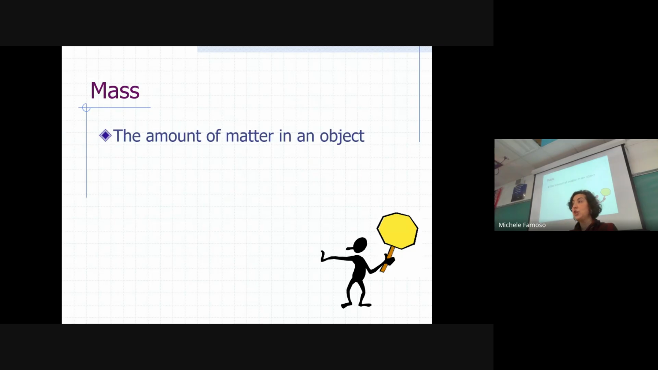What is mass? It's just how much matter is in an object. When we say how much matter is in an object, we're referring to how many atoms and molecules are in it. We're not talking about how closely packed those atoms are. That would be density. We're talking about just how much stuff is inside of something. That's matter. And in the metric system, all masses are measured in a unit called the kilogram, which we abbreviate as lowercase kg.